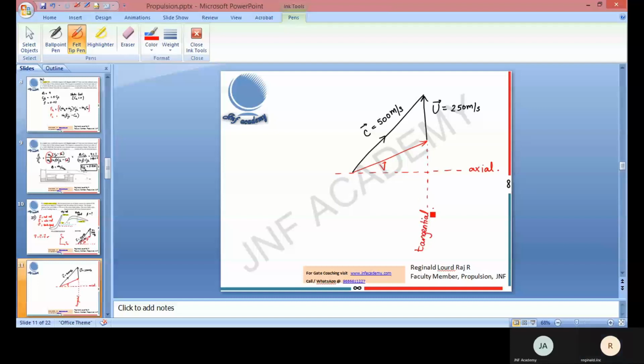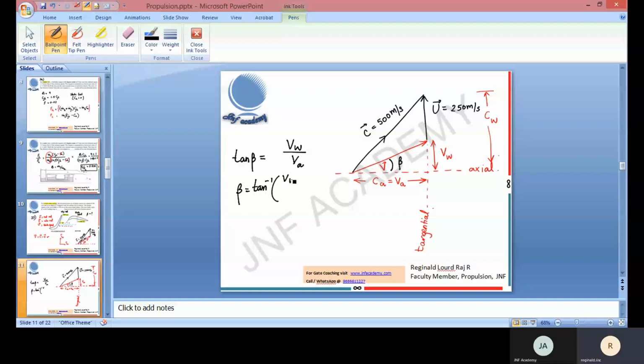or the whirl direction. Now, if you resolve C, we know that this is CA. This is also equal to VA. And if you resolve C in the tangential direction, you know this is CW or C theta. And this will be V theta or VW. Okay. So you can resolve both the absolute velocity as well as the relative velocity into the axial component and the whirl component. For both the velocity vectors, the axial component has to be the same from the velocity triangle, but the whirl component is different. So from the velocity triangle, if this angle is beta, we know tan beta is VW by VA, the whirl component of the relative velocity by the axial component of the relative velocity, or beta equals tan inverse of VW by VA.